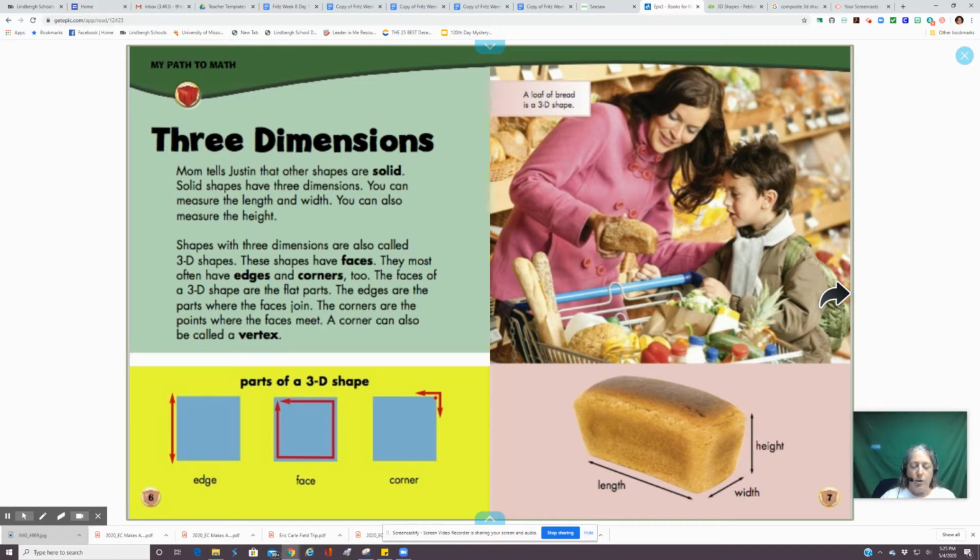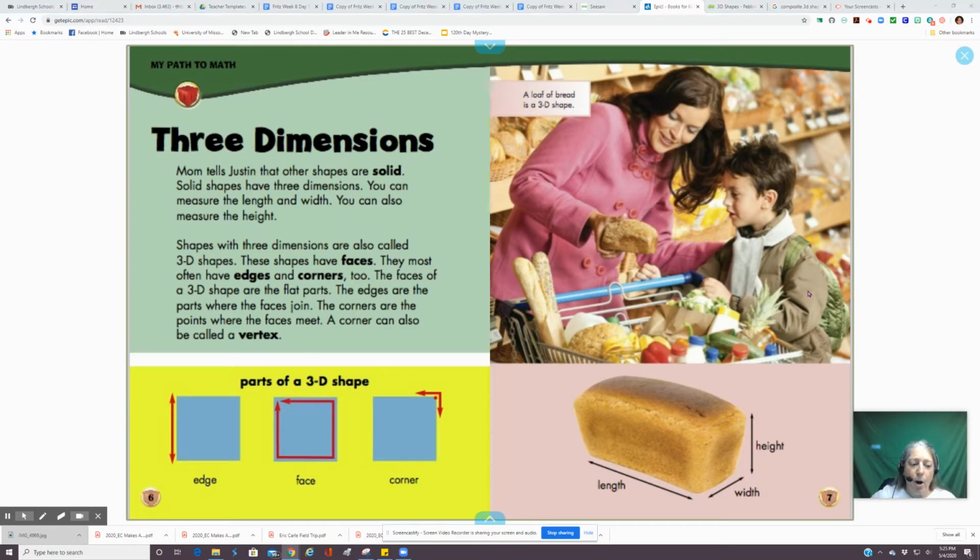Shapes with 3 dimensions are also called 3D shapes. These shapes have faces. Hey, there's a word we learned. They most often have edges and corners too. The faces of a 3D shape are the flat parts, which we talked about already. The flat side of a cube or a prism, a rectangular prism. And a cylinder has 2 flat sides, but the whole thing isn't flat. And same with a cone, it only has 1.